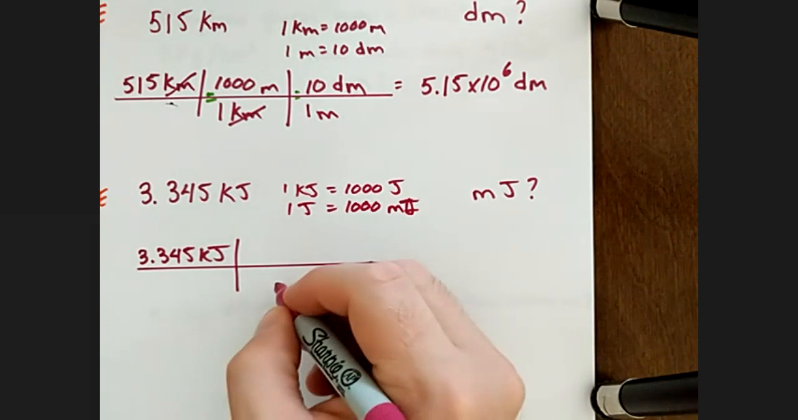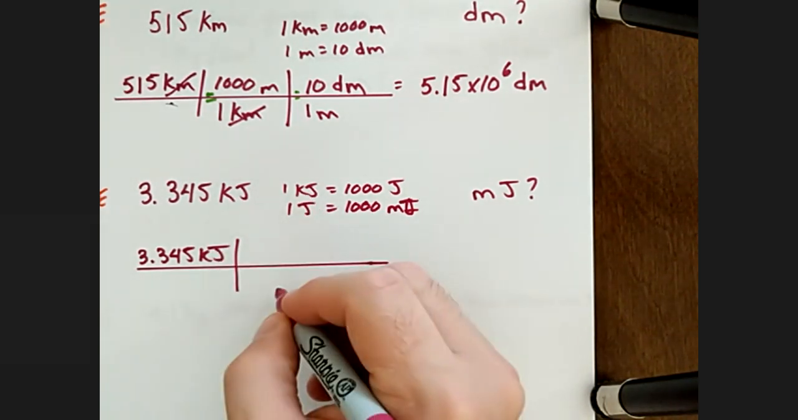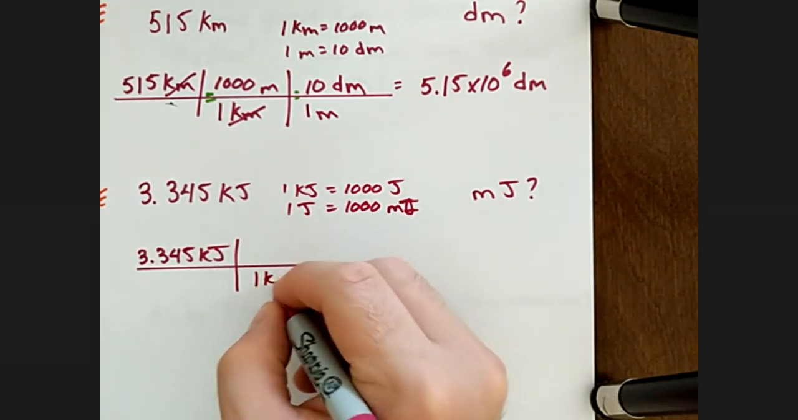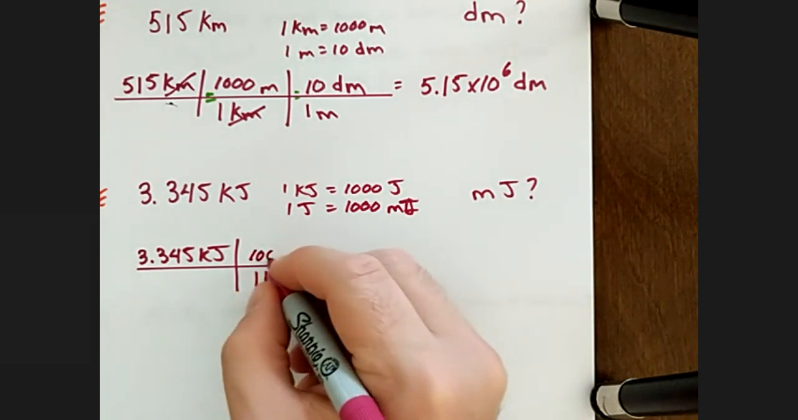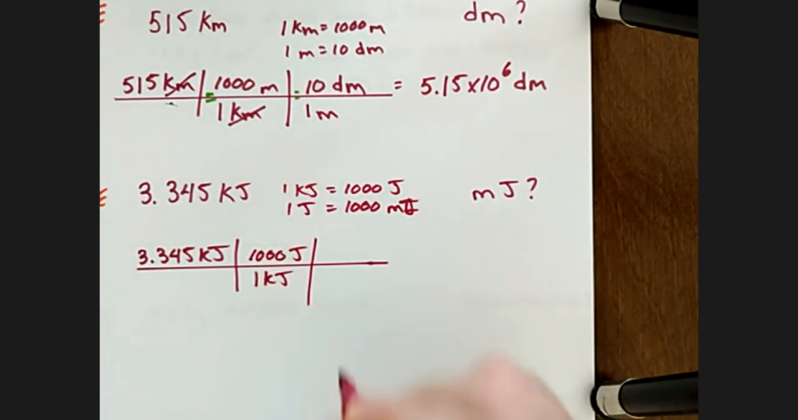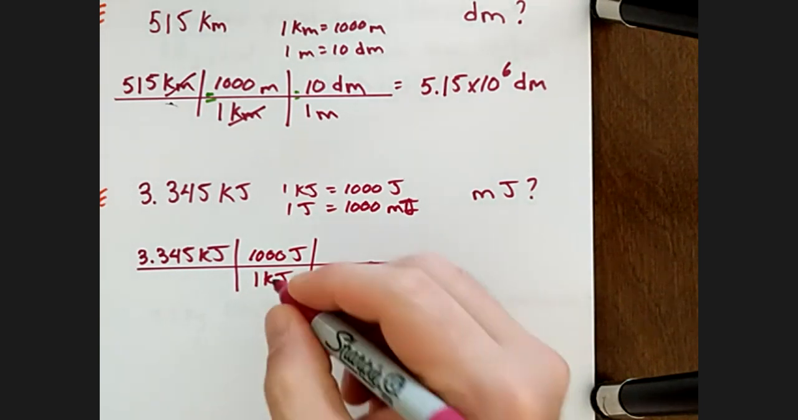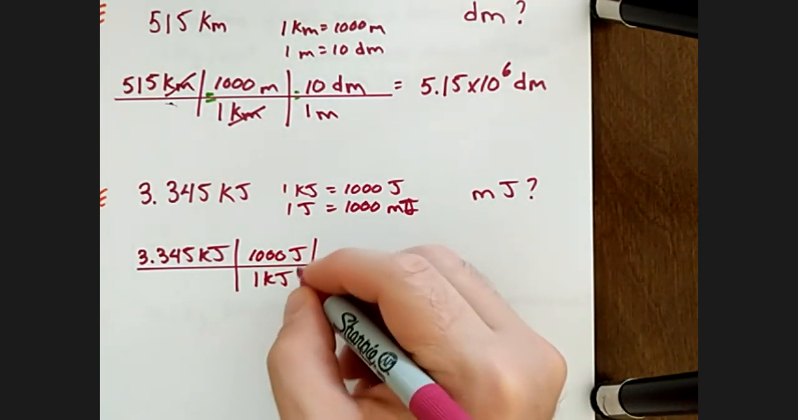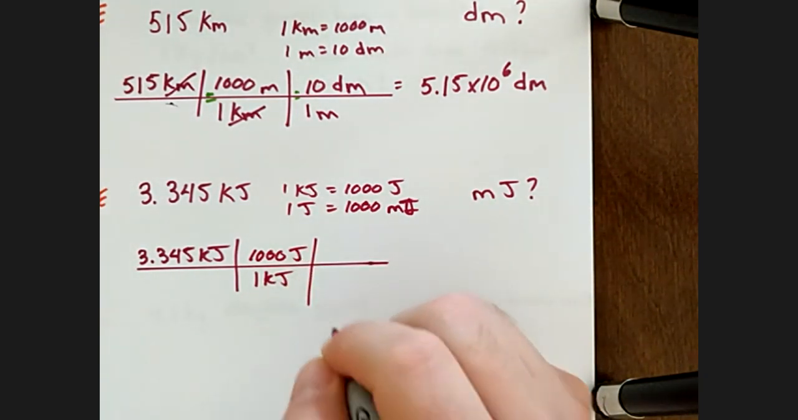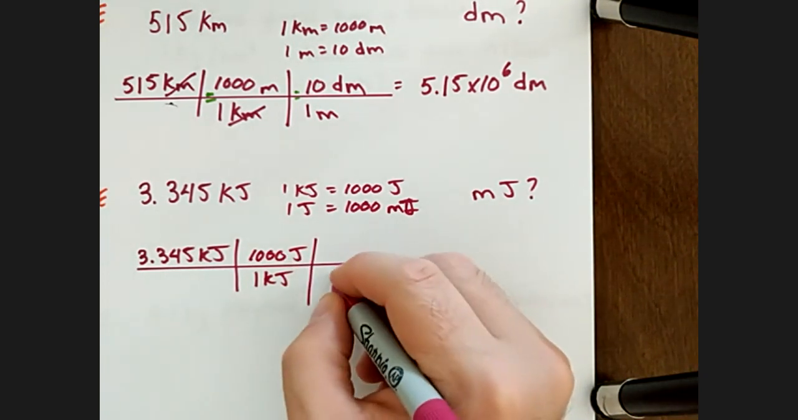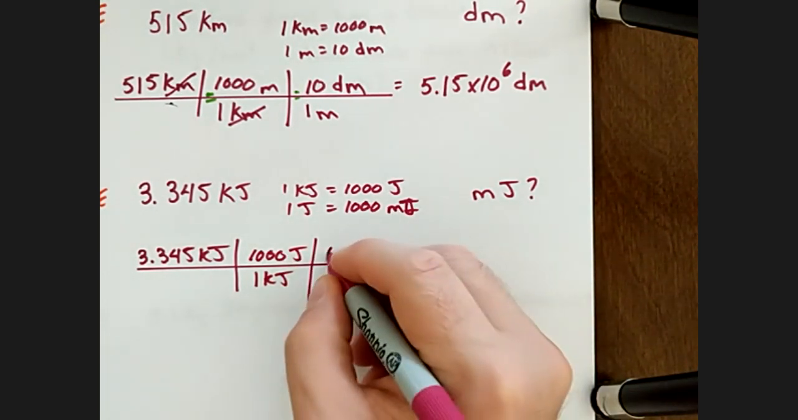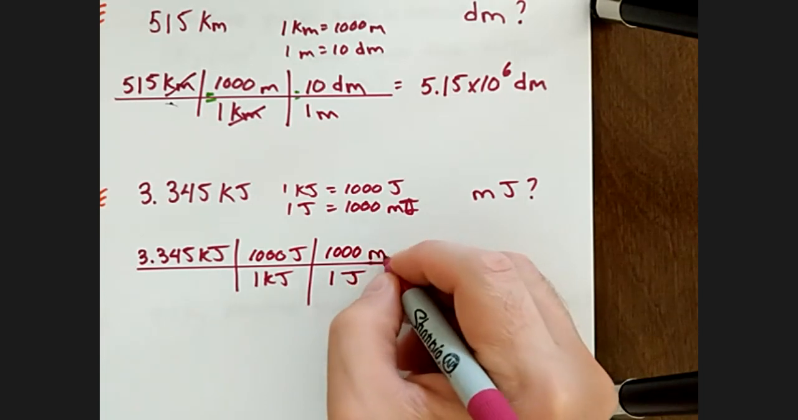So setting what's opposite here is going to be this first relationship, which is kilojoules. So 1 kilojoule is 1,000 joules. Okay, again, my relationship demonstrates an equality between the two. And then in 1 joule, there is 1,000 millijoules.